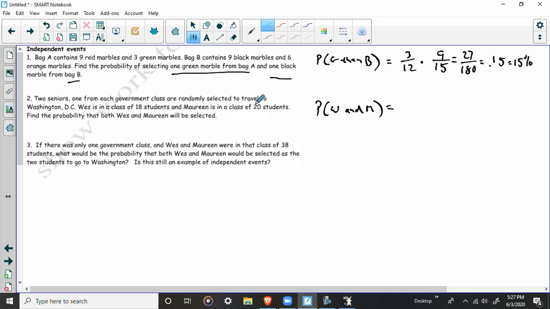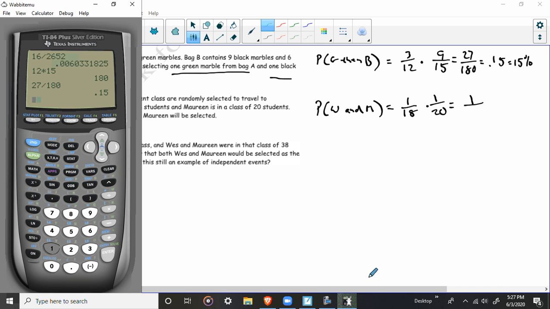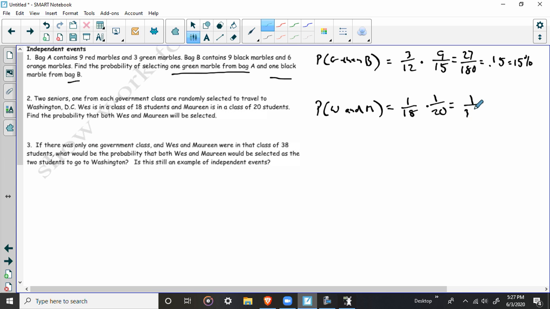Well, Wes is 1 out of 18. And Maureen is 1 out of 20. So 1 times 1 is 1. And 18 times 20 is going to be 900, I think. Sorry, my brain is a little fried some of the day. 360. Way off, okay? So that's a 1 out of 360 chance.